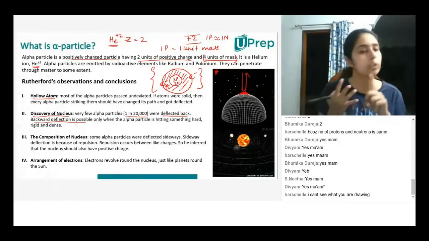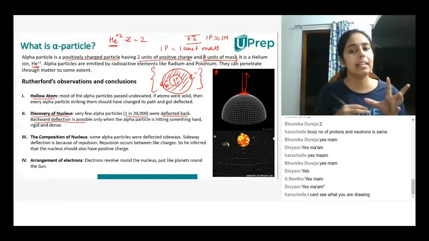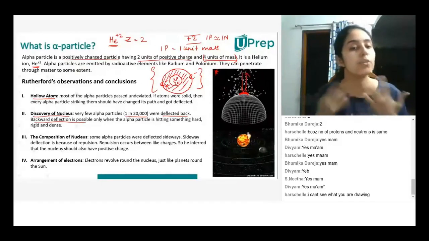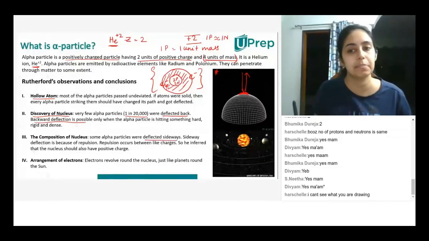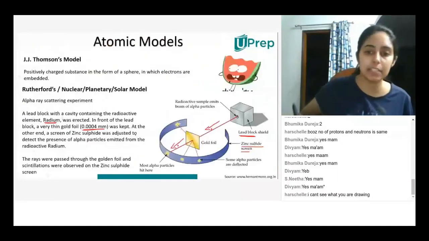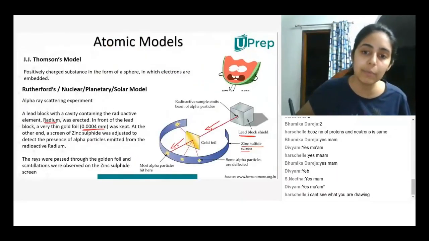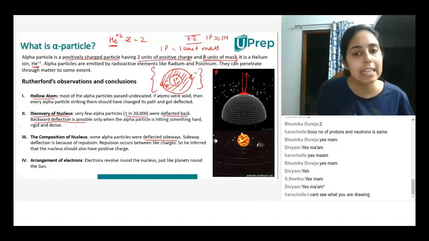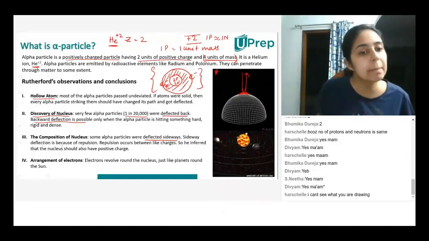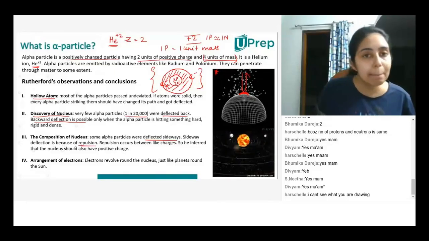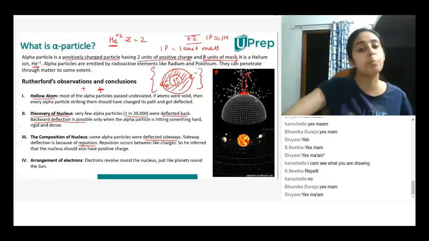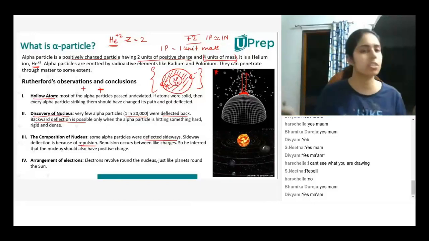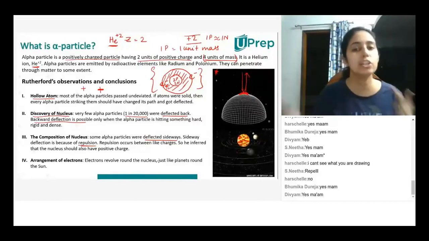Now he discovered the nucleus, and he also discovered that the atom is hollow. But he hasn't yet understood the composition of the nucleus, like what is inside the nucleus. So he noticed that some alpha particles were deflected sideways. We noticed over here that most of the alpha particles went straight, but very few of them were deflected sideways. So this sideways deflection is possible because of repulsion. Okay, what happens when I have 2 positive charges close to each other? Yes, they repel each other. So positive charges when they are close by, or even negative charges when they are close by, repel each other. Basically, like charges repel each other.